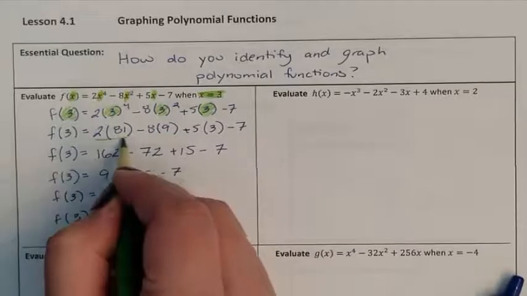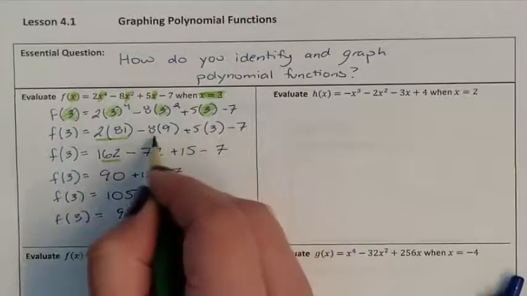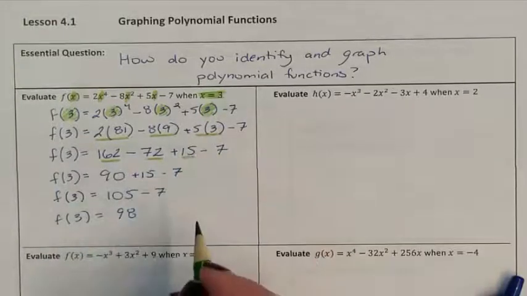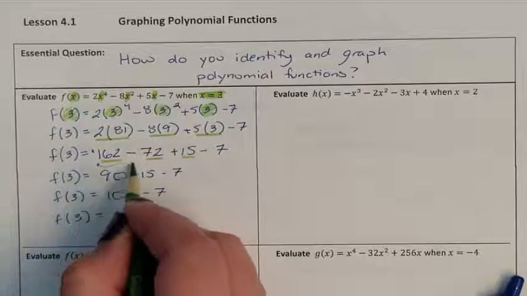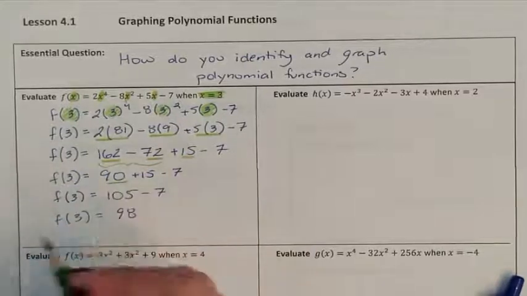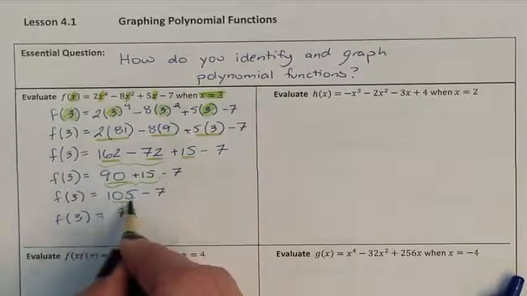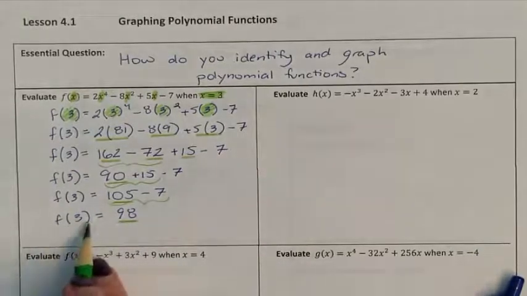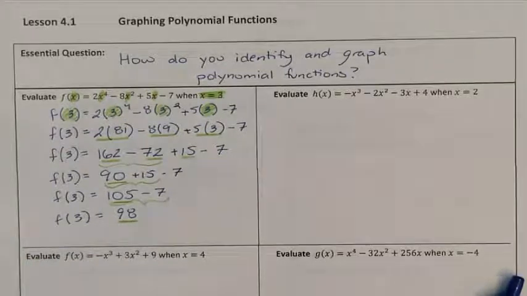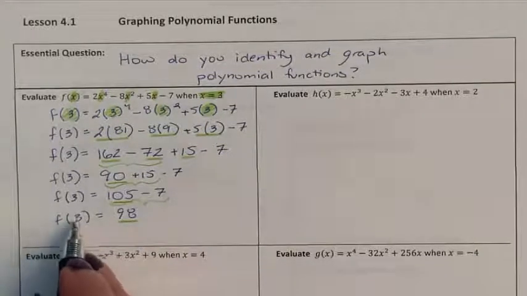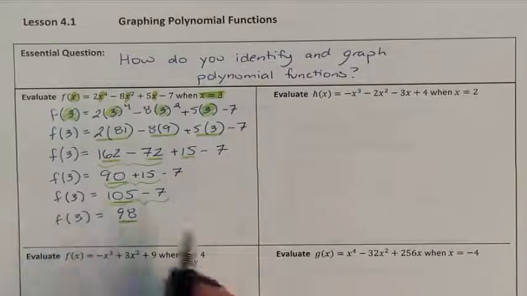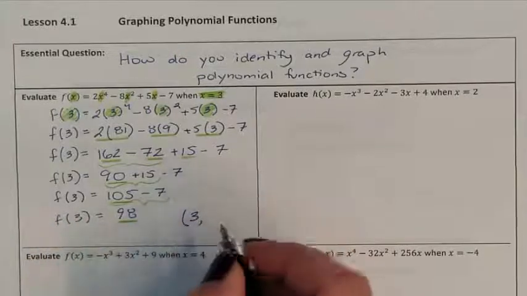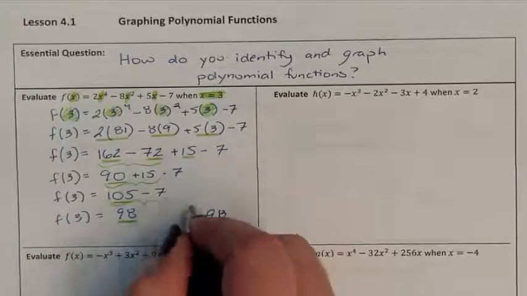So I did the 2 times the 81 to get the 162. I did the 8 times 9 to get the 72. Did the 5 times 3 to get the 15. Then I had to do the 162 minus the 72 to get the 90. Then I did the 90 plus 15 to get the 105. I then did the 105 minus 7 to get the 98. F at 3 stays as f at 3 because this is saying I tested the f rule using the number 3 and I got the answer 98. This also gives you a quarter point. It says I tested the number 3 and I got the answer 98.